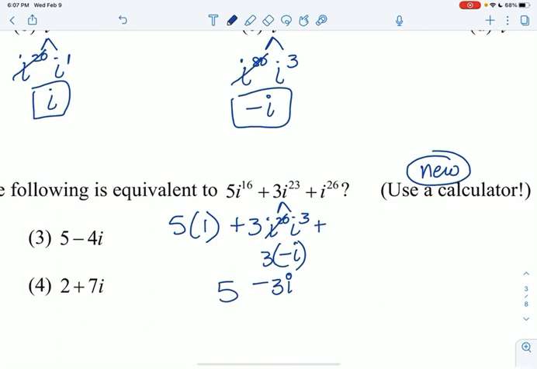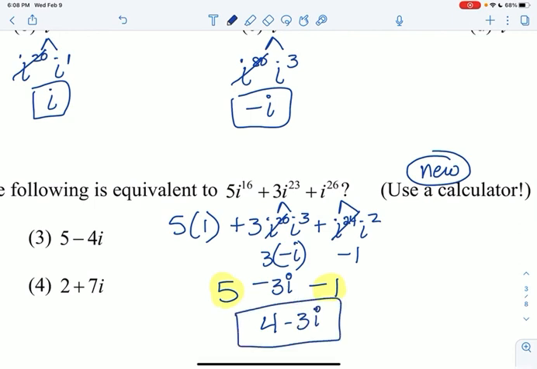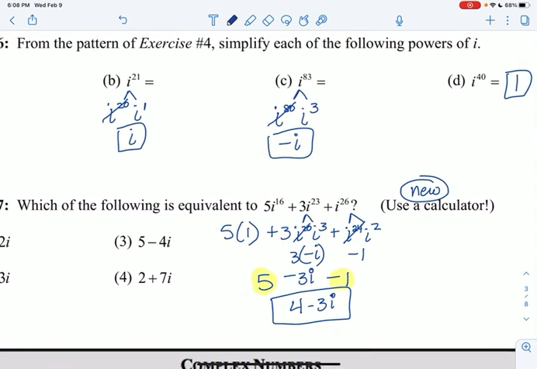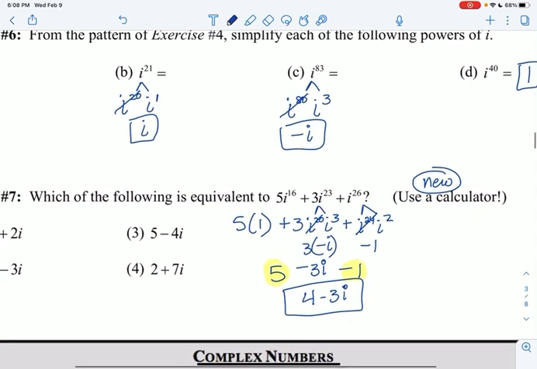Now I still have to do the i to the 26th. I break it down to the biggest number I can that's a factor of 4. That's going to be 24 and 2. i to the 24th is equal to 1, and i squared is negative 1. So now at this point, the 5 and the negative 1 are real numbers. Those can be combined together, and then the negative 3i gets added on. This is called a complex number, and the other video will talk about complex numbers.